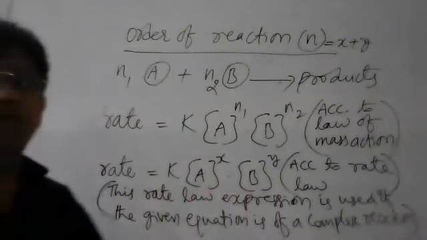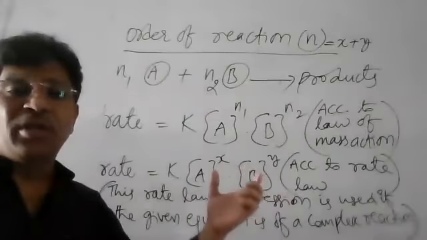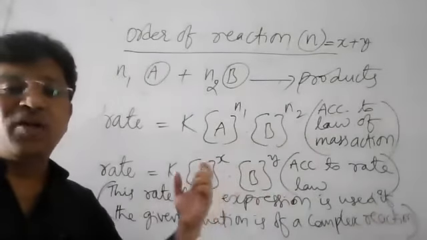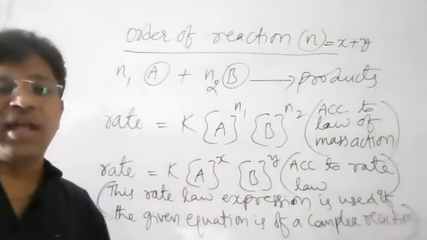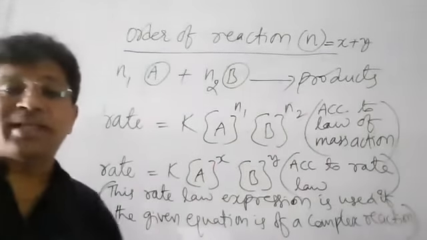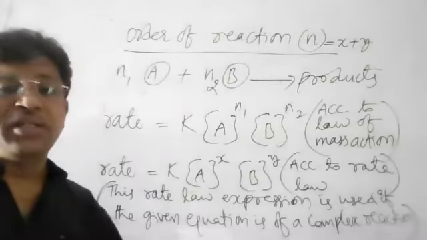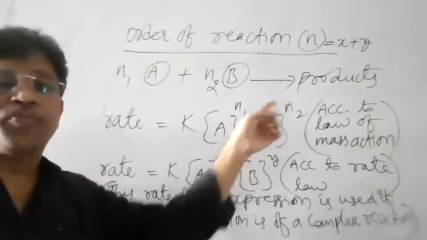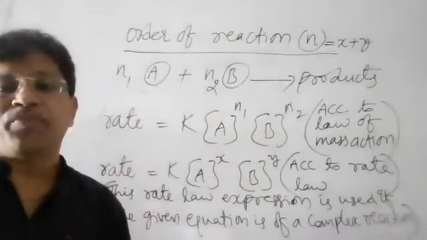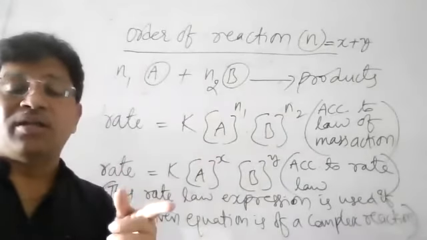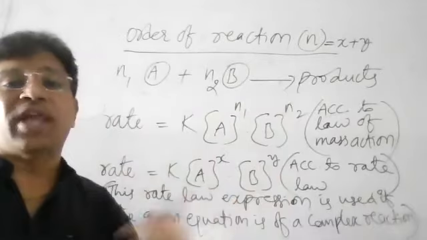Is that clear? So what are x and y here? x and y are the powers of concentration terms of reactants in which equation? Rate law expression. Is the concept clear? So like this, what we have to understand is that here n1 plus n2 is taken as what? Molecularity, remember. n1 plus n2 is called molecularity, but x plus y is called order of reaction.